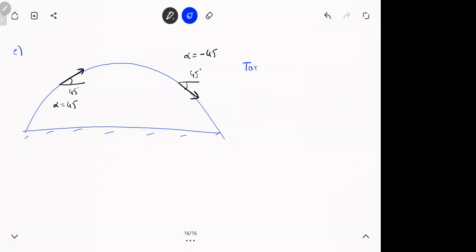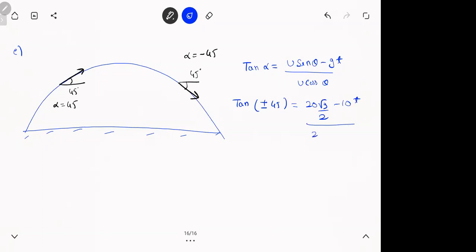The formula is tan alpha is (u sin theta minus g t) by u cos theta. So here it will be tan, I'll take both plus or minus 45. u is 20, sin 60 is root 3 by 2. This is 10t, divided by 20, cos 60 is half. You should know this thing: tan of minus theta is minus of tan theta. So if there is a minus inside the angle, it will come out. In case you don't know this thing, remember now.